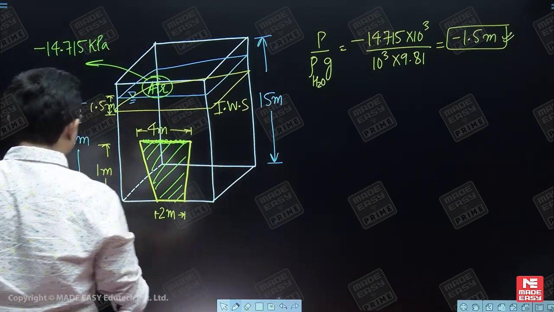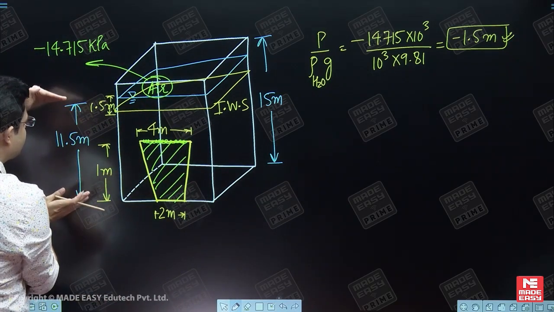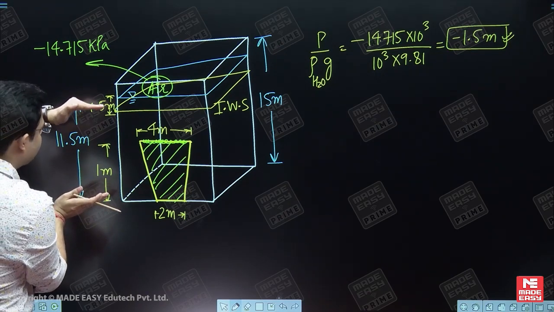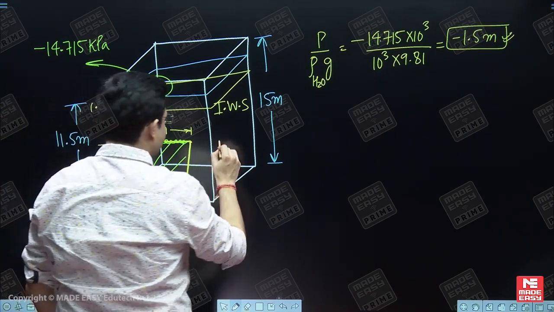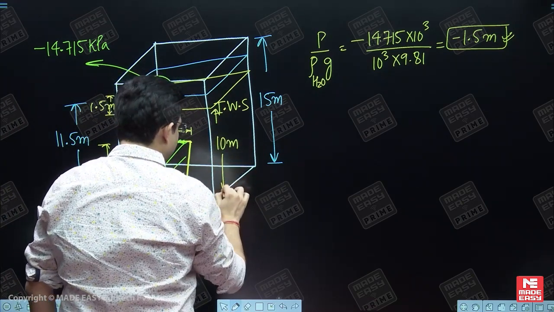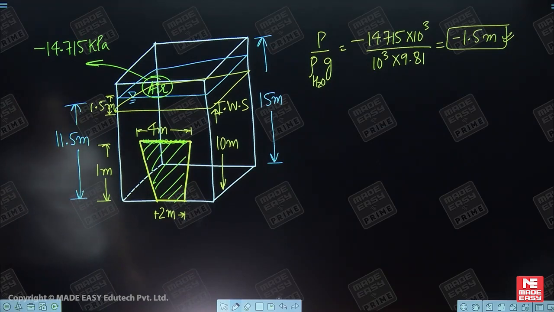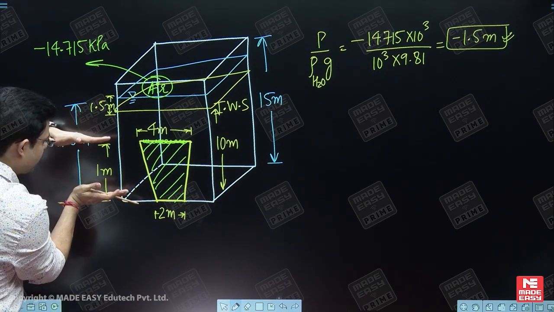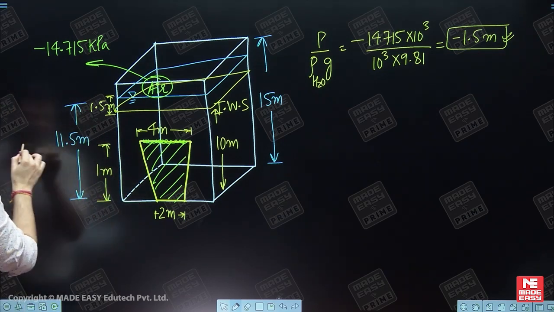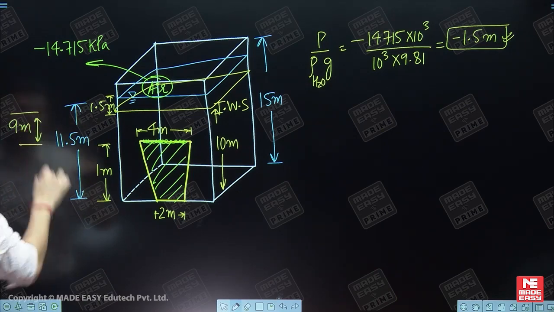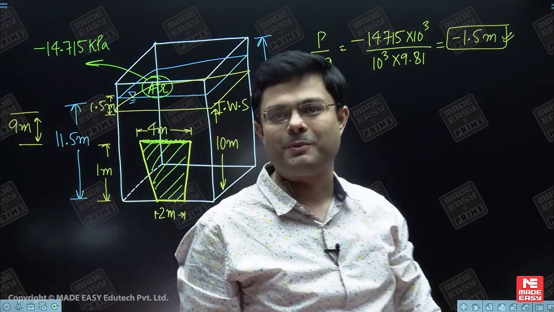The imaginary water surface will be at a height of how much? The original total was 11.5, with a 1.5 meter decrement. So, it is going to be 10 meter, the total height of this imaginary liquid surface from the bottom. Now, this height of the trapezium is 1 meter, so this much height is going to be 9 meter. Now, we should solve our problem.